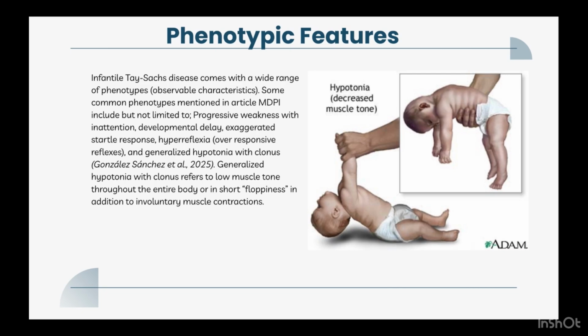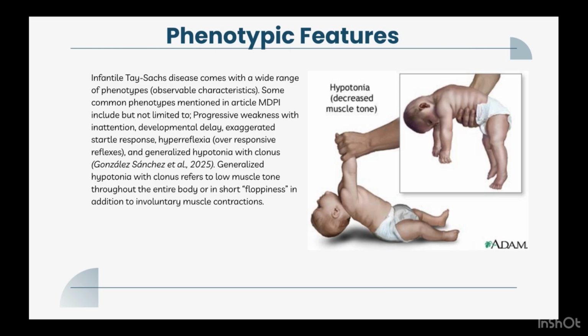So, in infantile Tay Sachs disease, phenotypic features can show up in a lot of different ways, but there are some common patterns that are usually seen. One of the first things people notice is progressive weakness. Babies may also become less attentive over time and seem less engaged with their surroundings. Along with that, developmental delay is very common, meaning they don't reach milestones like sitting up or moving forward when expected.